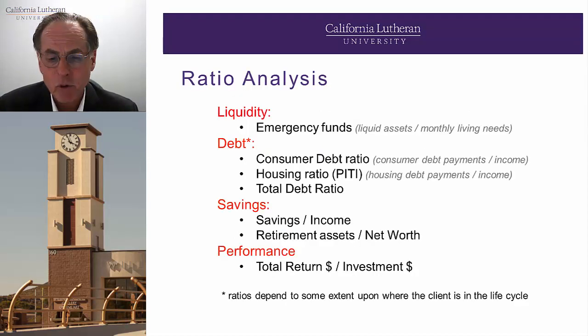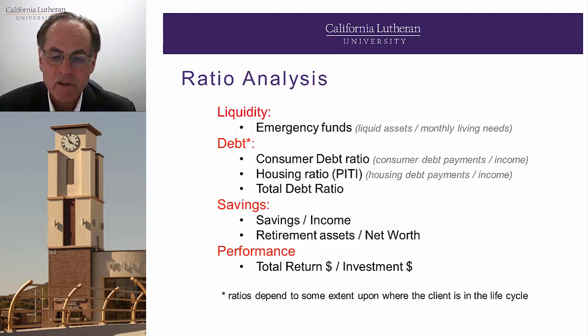This slide shows several categories and ratios that are of interest to the financial planner. Liquidity focuses on the ability of the client to keep the lights on in the house, food on the table, and a roof over one's head. The emergency fund ratio compares cash and cash equivalent assets to monthly living expenses. The ratio effectively describes how many months of required living expenses would be covered by these liquid reserves.